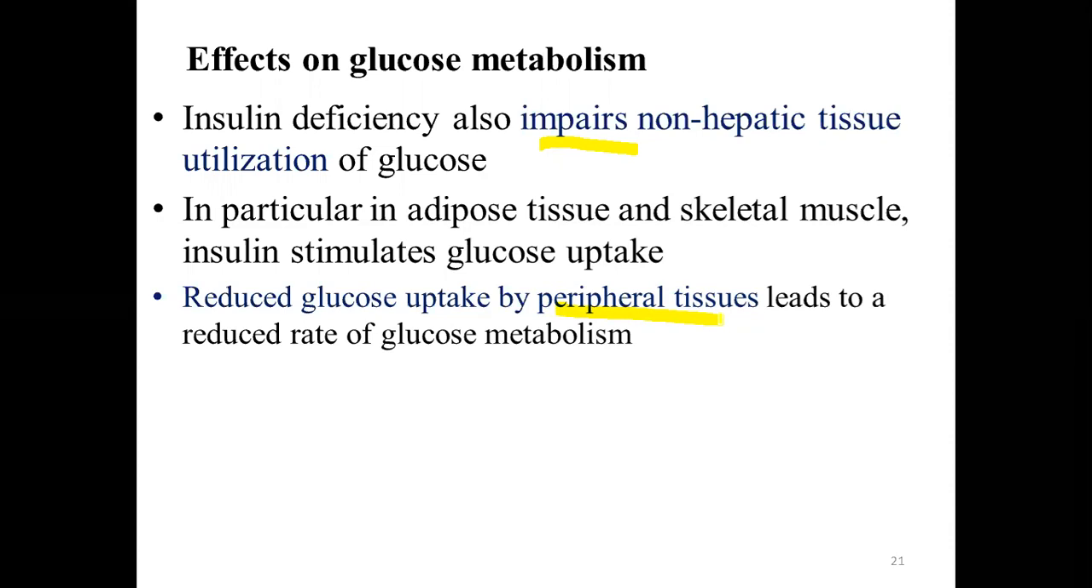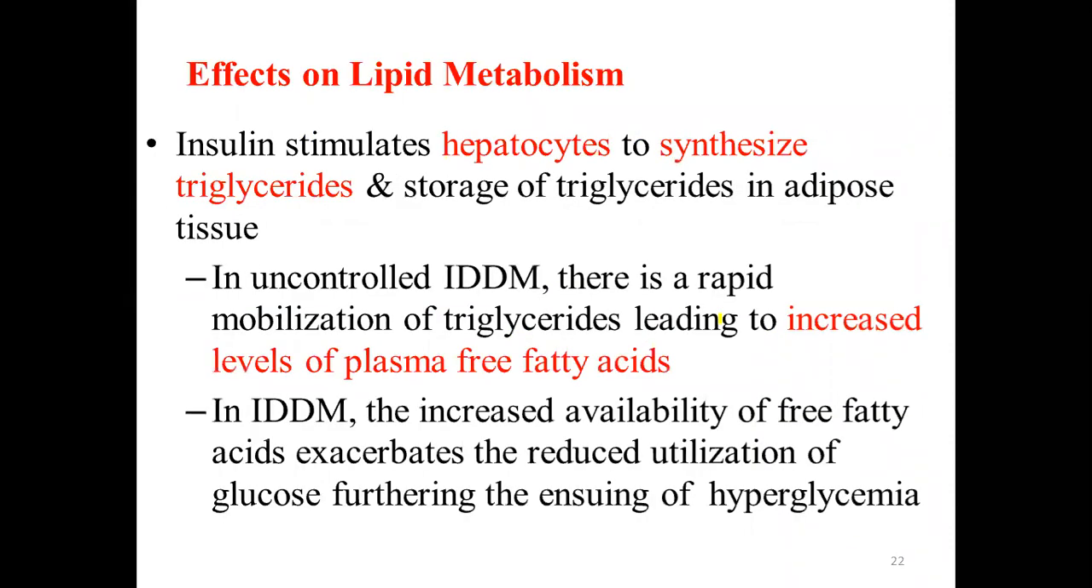As a result of starvation of the cell, despite the glucose being in surplus in the serum, it is not utilized because of deficiency of the hormone insulin. So the cells become starved, and the patient will have an increased appetite, polyphagia. That is why the polyphagia comes in, because of the starvation of the cell.